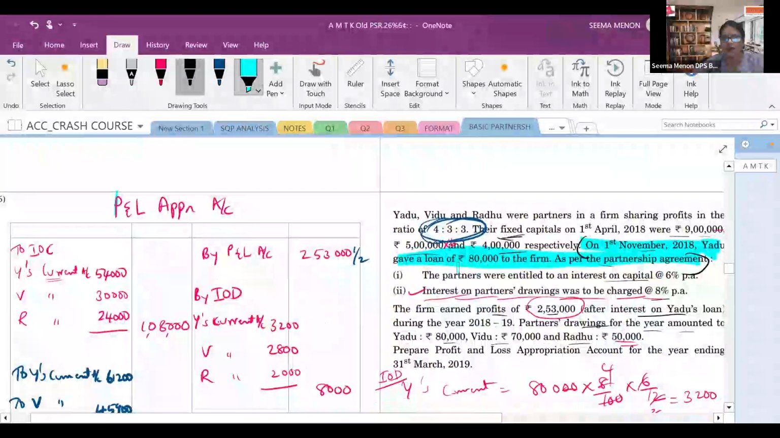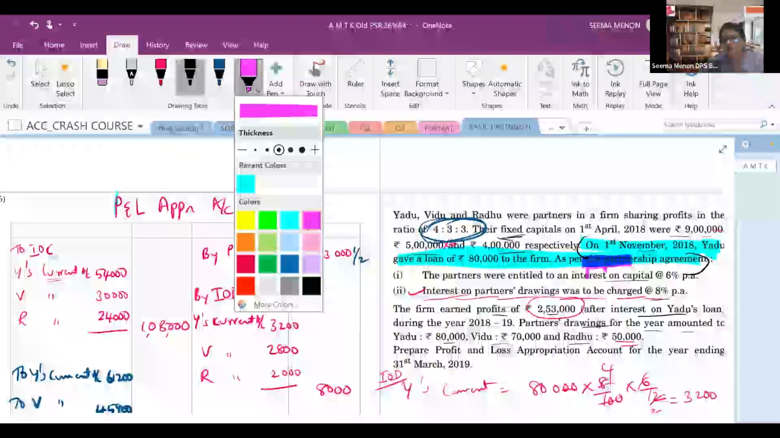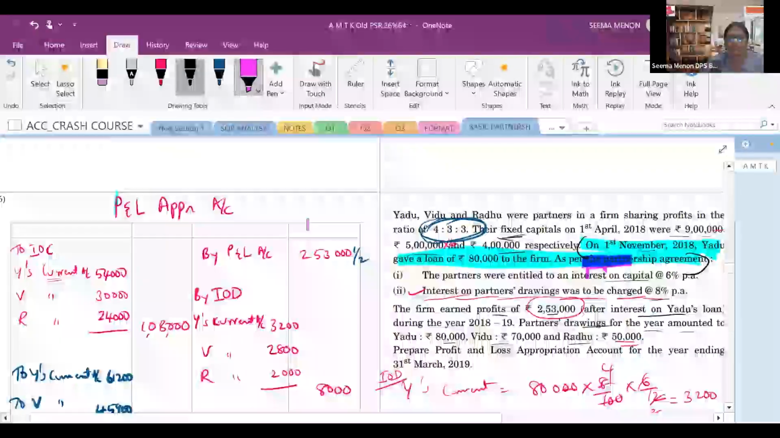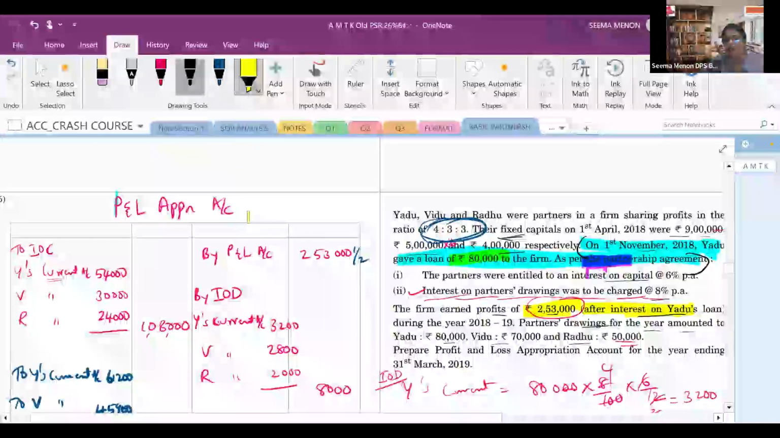After that, again we prepared the profit and loss appropriation account. The thing is very easy, but here you can see that this interest on loan is simply given to confuse you. It is given only to confuse the students. No need to consider it because in the question it is given that it is after interest on Idus loan.